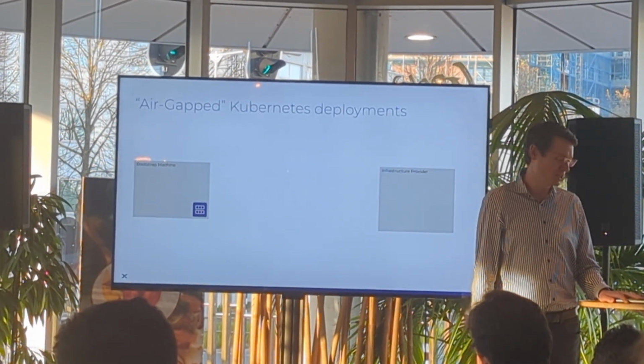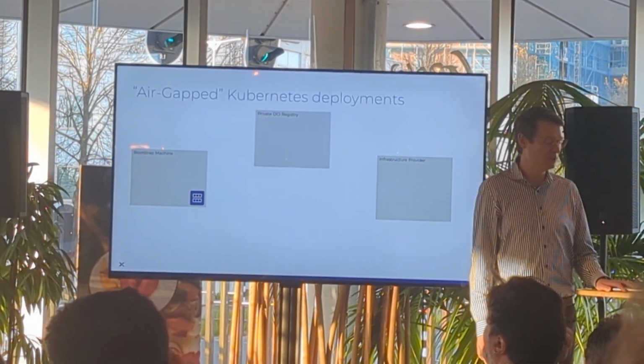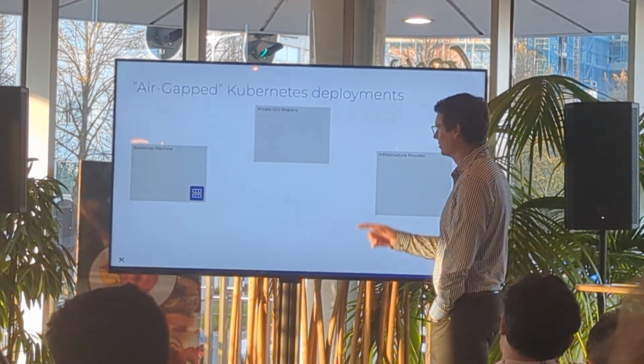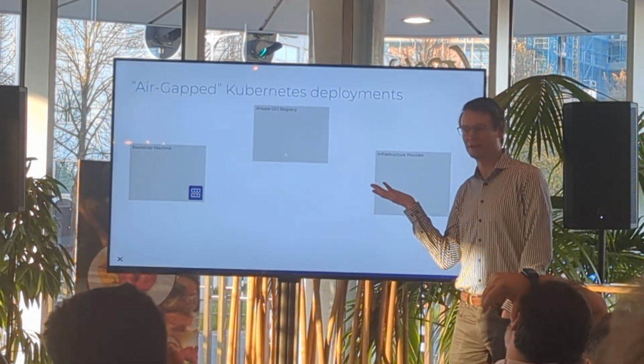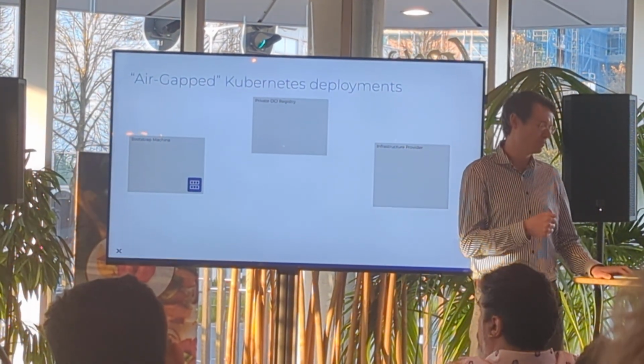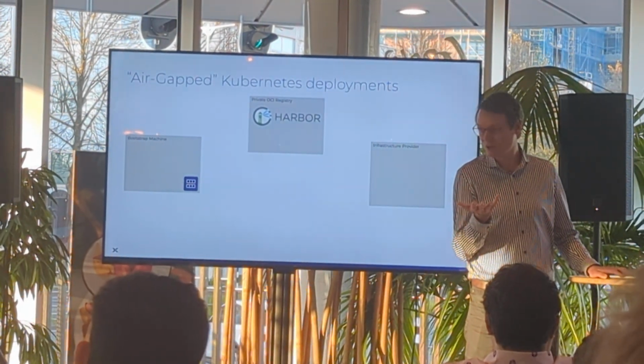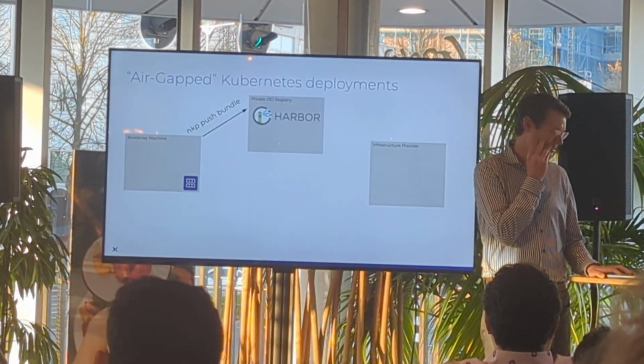Bring up your bootstrap machine. All right, you talk to the infrastructure provider. Now you need to bring up a private container registry, right? Because I can't go to the internet. I can't talk to Docker Hub or whatever it is. So I need to run the registry locally. Let's say we use Harbor. So I need a way to do that.